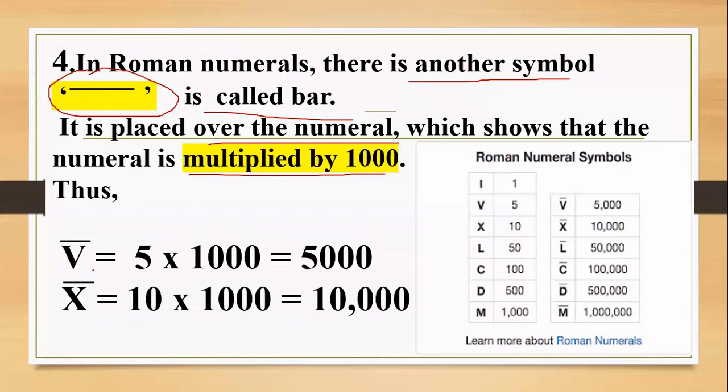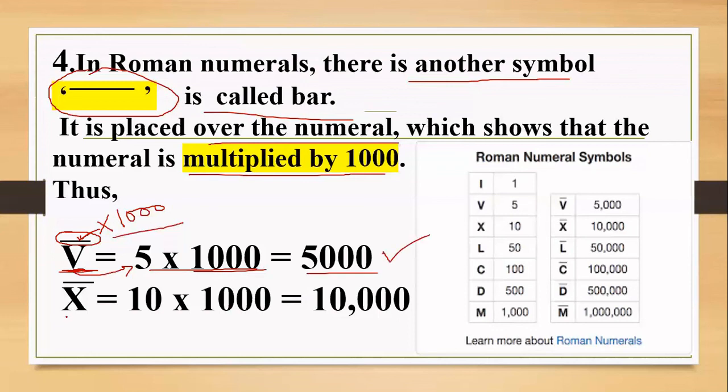Like this is the symbol of V, and it has been written above the numeral. So the bar is saying that you have to multiply by 1000, whatever the symbol is. If the bar is above the symbol, then it should be multiplied by 1000. So V represents 5 here, and it has a bar. Bar means you have to multiply that symbol's value by 1000. So 5 into 1000 will be 5000, right?